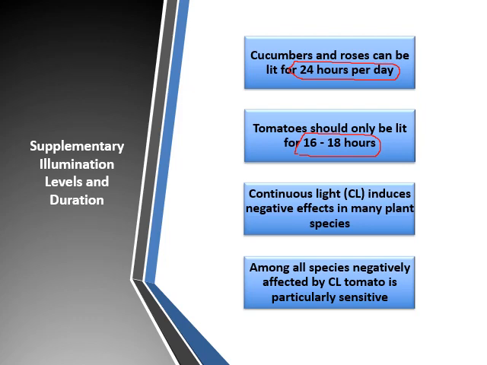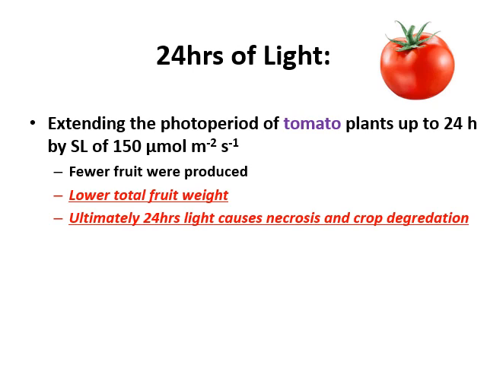Continuous light, that's the same as 24 hours, in many instances has negative effects on plants. Like I said, there's not many that can handle it. We see necrosis, we see starch accumulation in leaves, we see stunted growth. There's a lot of reasons why you definitely would not want to consider having lights on all the time. But tomatoes are particularly sensitive. So in terms of our vegetable course, that's one of the key take-homes. Up to 24 hours, we get less fruit and we get necrosis. We might even get crop degradation.